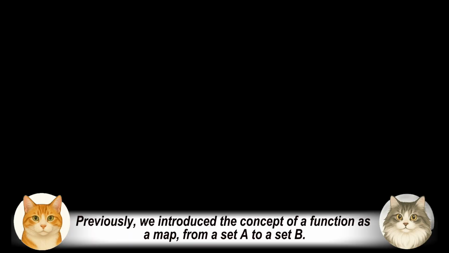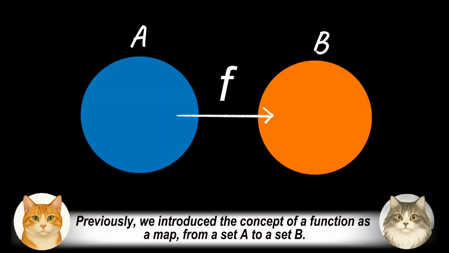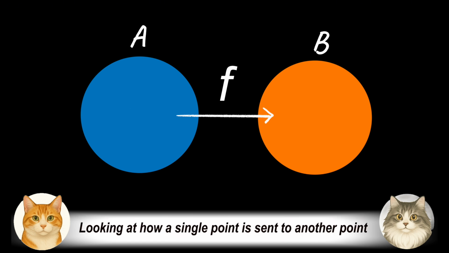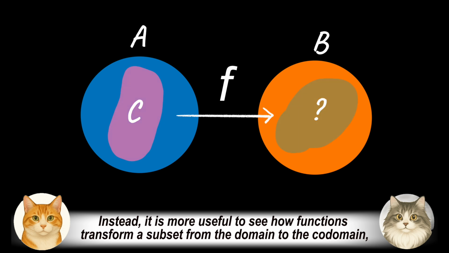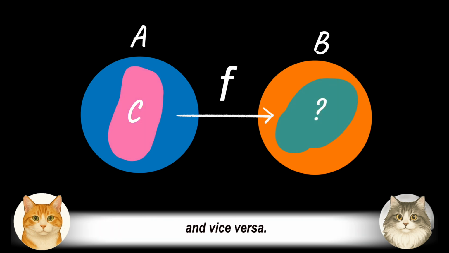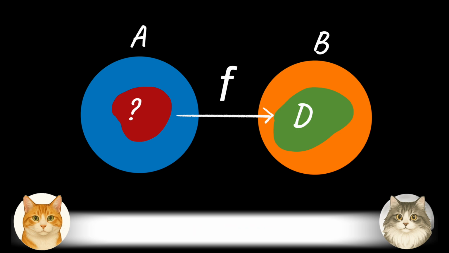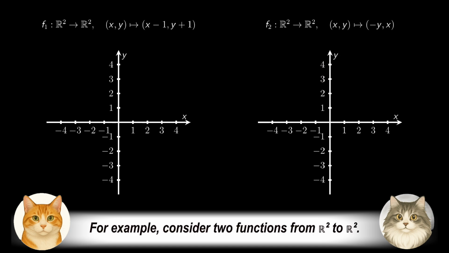art. Previously, we introduced the concept of a function as a map from a set A to a set B. Looking at how a single point is sent to another point may not fully reveal information about the bigger picture. Instead, it is more useful to see how functions transform a subset from the domain to the codomain, and vice versa. For example, consider two functions from R^2 to R^2.